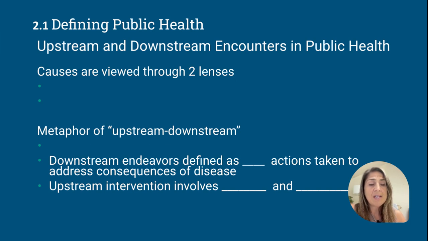John McKinley in 1975. Downstream actions are defined as reactive steps we take after the disease has already developed. You can think about this in terms of treating diabetes or providing emergency care for those who've had heart attacks. Upstream actions, on the other hand, focus on prevention.